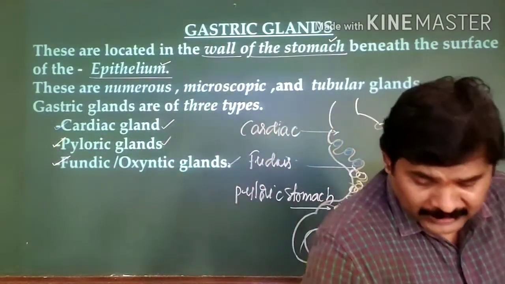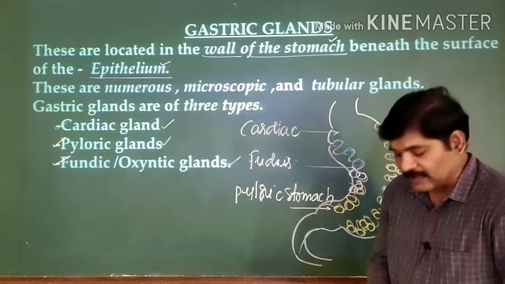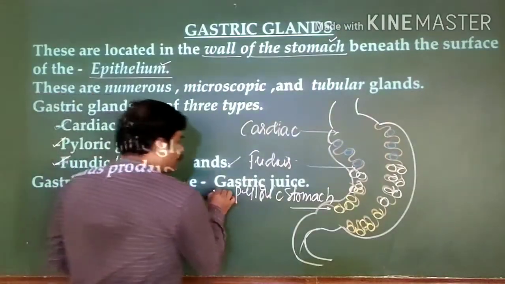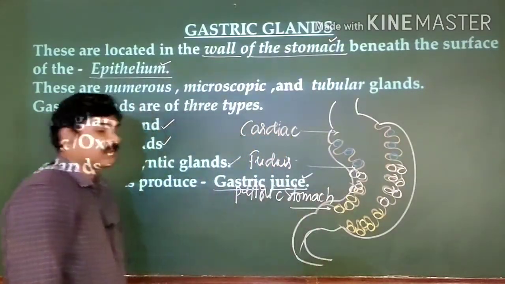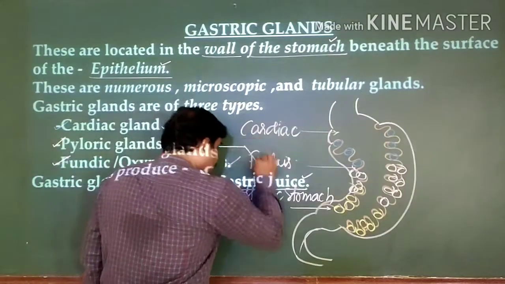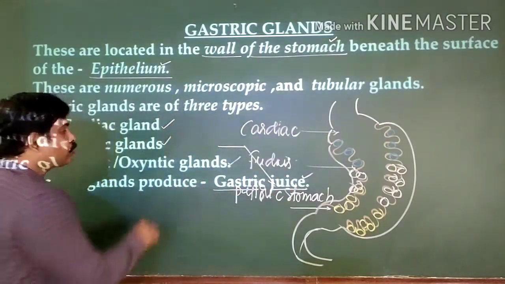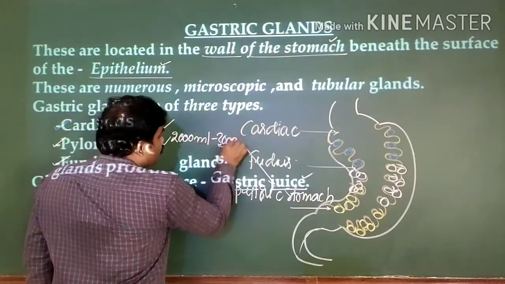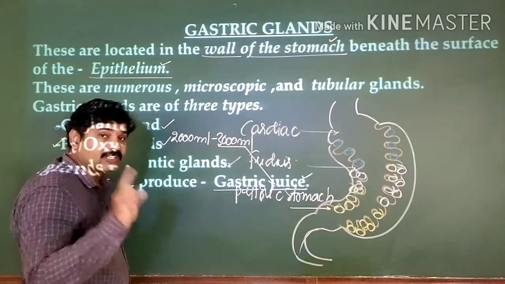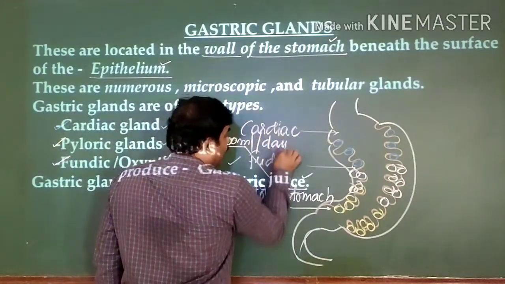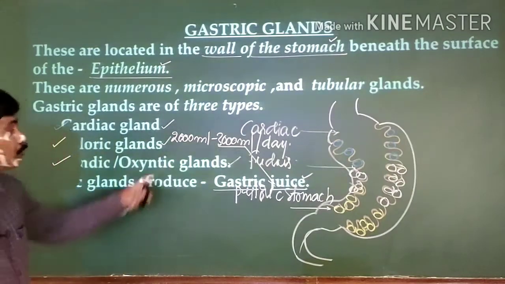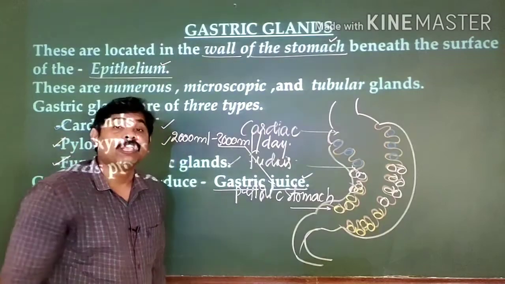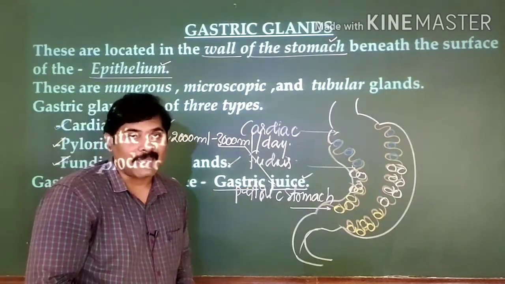Clear? When you see these gastric glands, they naturally produce a juice, and the secretion of the gastric glands is known as the gastric juice. It is an important point. These gastric glands produce almost 2000 milliliters to 3000 milliliters of gastric juice per day. It's an important point. Almost 2 to 3 liters of gastric juice is secreted into your stomach by these gastric glands.